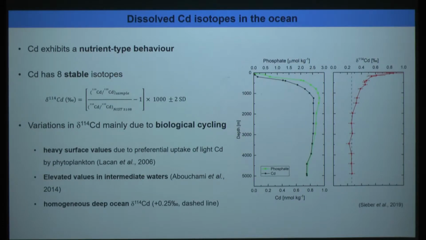Below that you can still see some elevated values. These are associated with intermediate waters. And then if you go further down below 1,500, 2,000 meters, everything pretty much stays on this dashed line, which is the deep ocean average. Nothing really happens anymore. So this is just a brief overview of what we would like to see in the Southern Ocean as well.